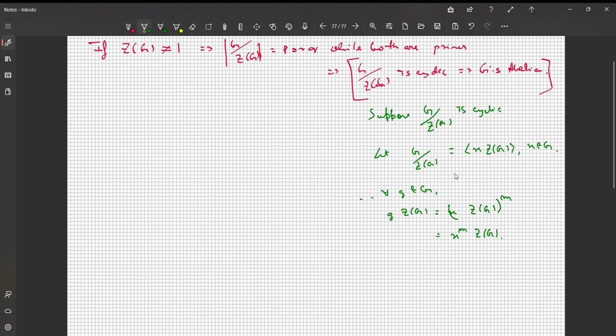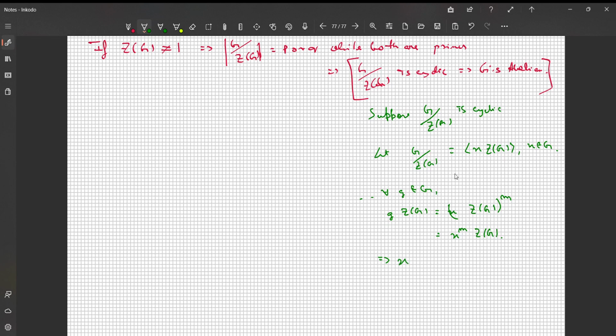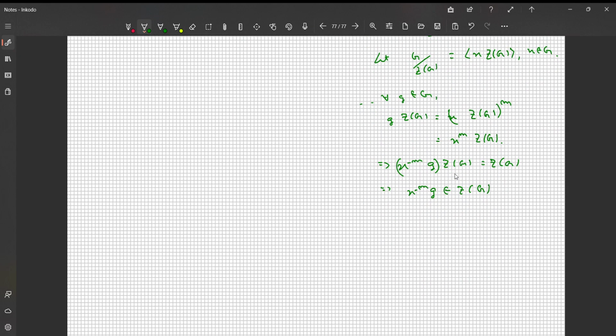But that means, if we are pre-multiplying by x to the power minus m, x to the power minus m g ZG is equal to ZG. And we know by the properties of cosets that x to the power minus m g is in ZG. Therefore, there exists an element small z in ZG such that x to the power minus m g equals z, but that means g is equal to x to the power m z.